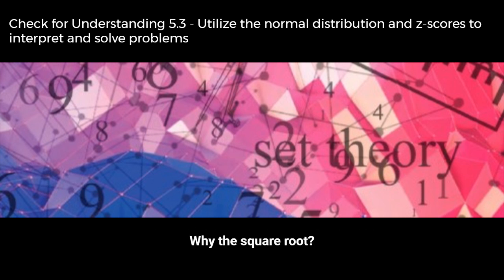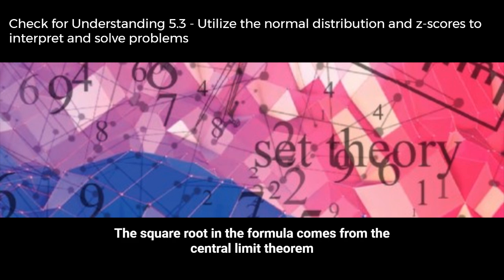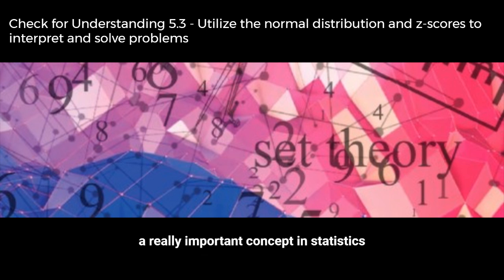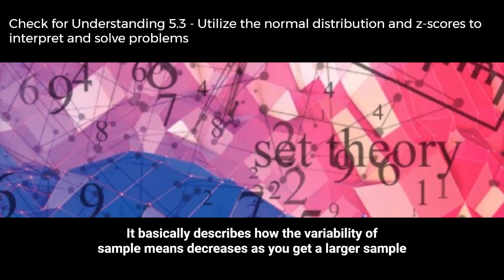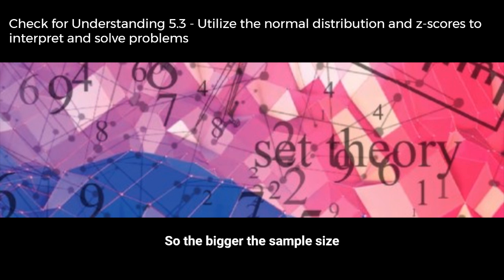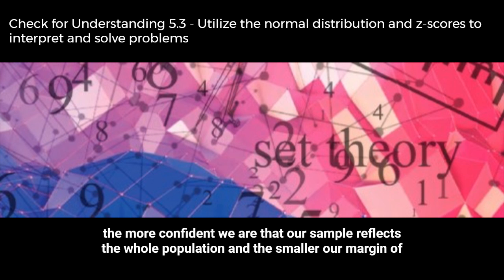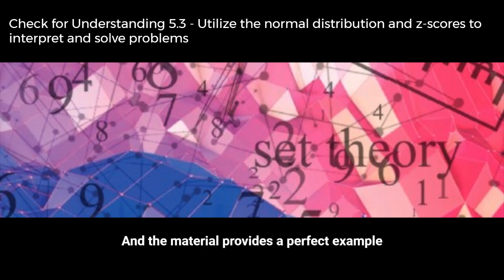Hold on, square root. Why the square root? That's a great question. The square root in the formula comes from the central limit theorem, a really important concept in statistics. It basically describes how the variability of sample means decreases as you get a larger sample size. So the bigger the sample size, the more confident we are that our sample reflects the whole population, and the smaller our margin of error. Exactly. And the material provides a perfect example.